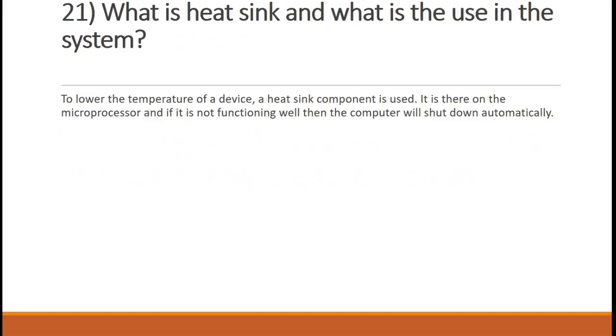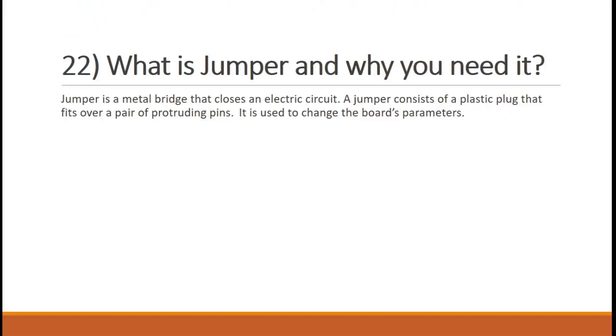21. What is heatsink and what is its use in the system? To lower the temperature of a device, a heatsink component is used. It is there on the microprocessor and if it is not functioning well then the computer will shut down automatically. 22. What is jumper and why do you need it? Jumper is a metal bridge that closes an electric circuit. A jumper consists of a plastic plug that fits over a pair of protruding pins. It is used to change the board's parameters.